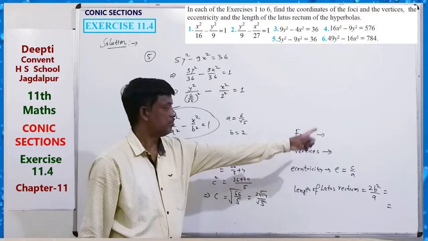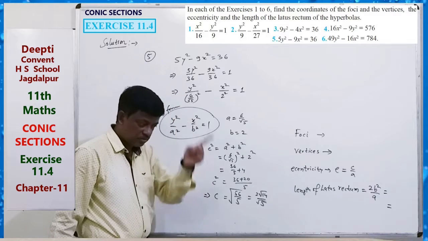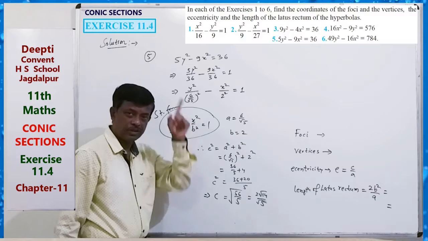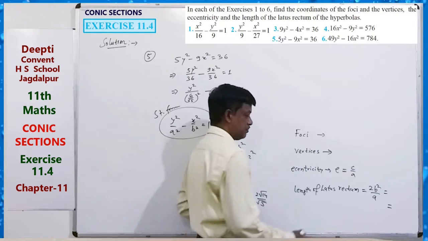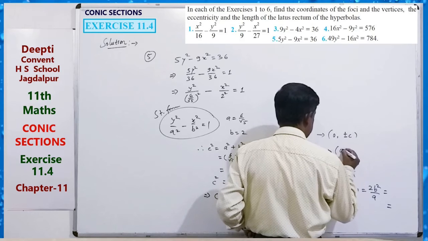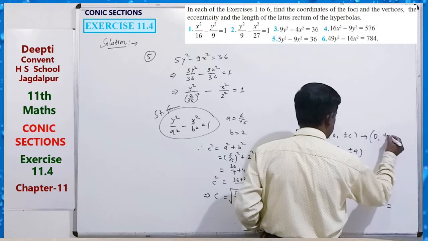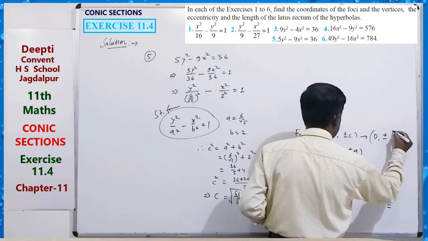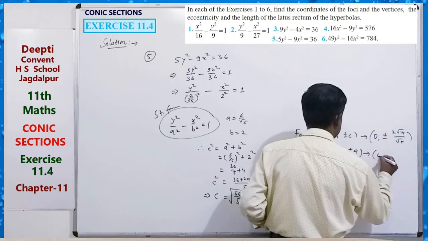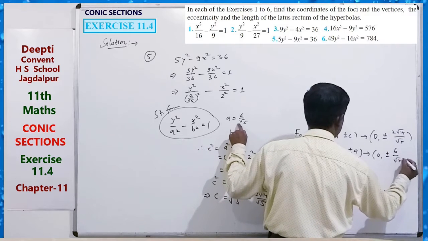Now we can find one by one. For this standard form, the transverse axis is along the y-axis. So the foci will be what? (0, plus minus c), that is 2 root 14 upon root 5. Similarly the vertices (0, plus minus a), and a means 6 by root 5.